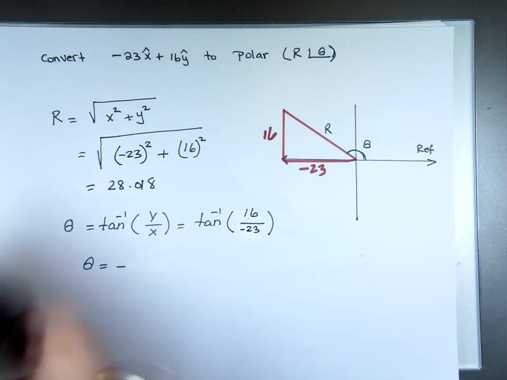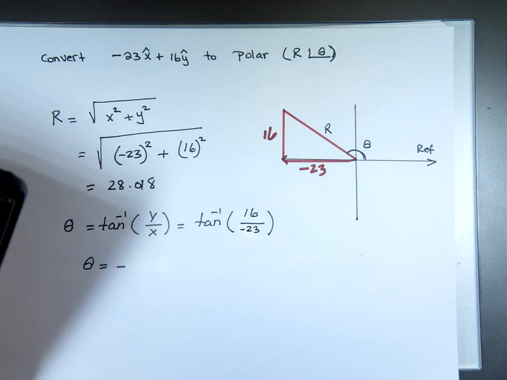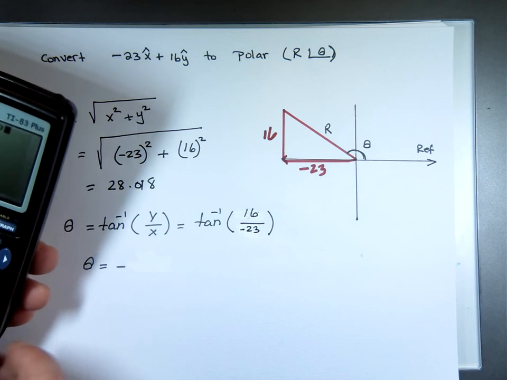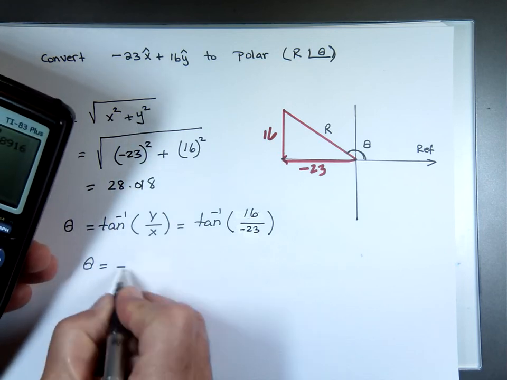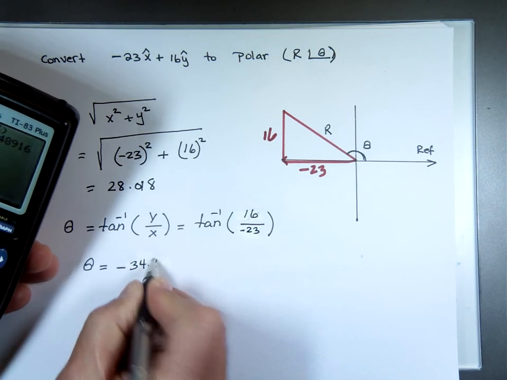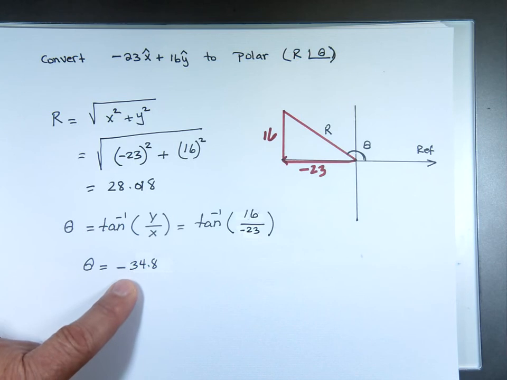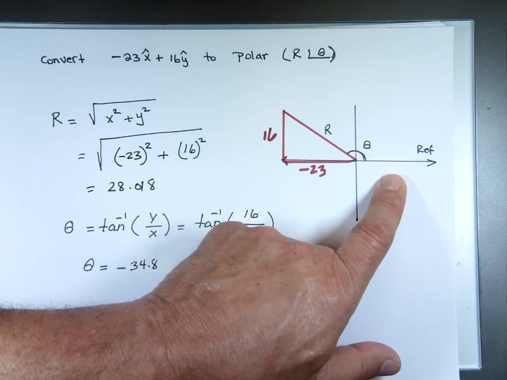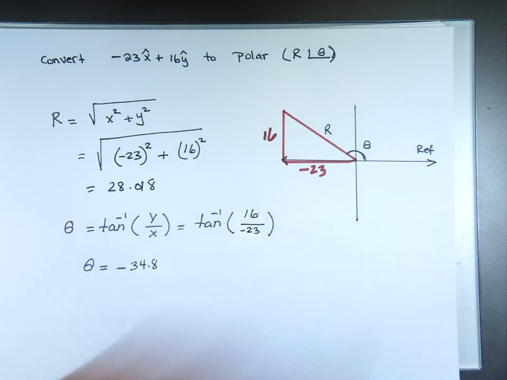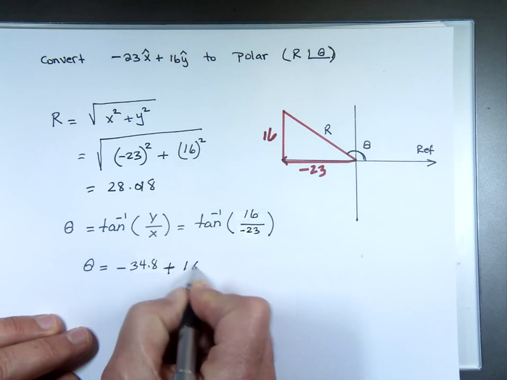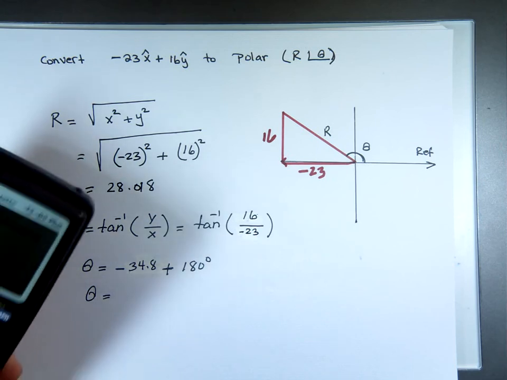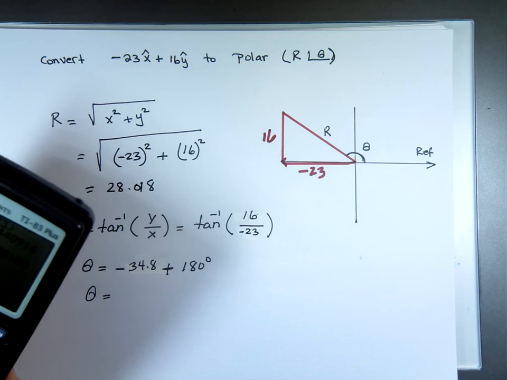Inverse tangent of y over x. What was y? 16 divided by negative 23, negative 34.8. Which quadrant are we in? That number. Nope. That number. Isn't that right here? That's in the fourth quadrant. Is your vector in the fourth quadrant? No. So what you need to do is add to it what? 180 degrees. 145.2, is it? And that makes more sense.